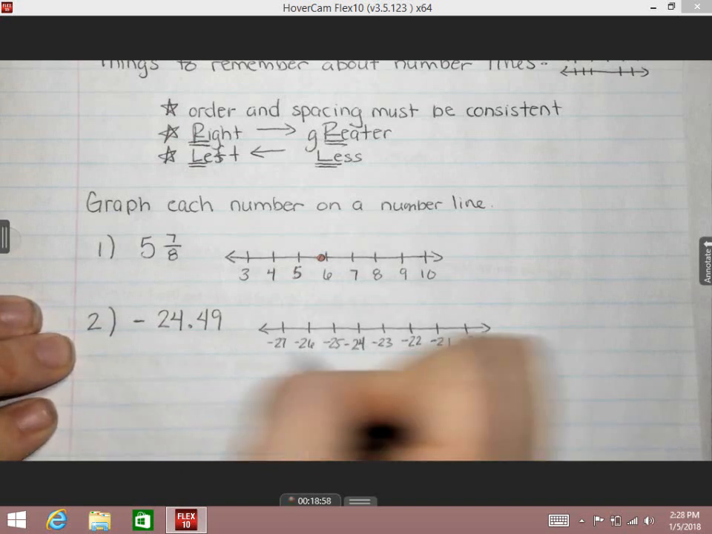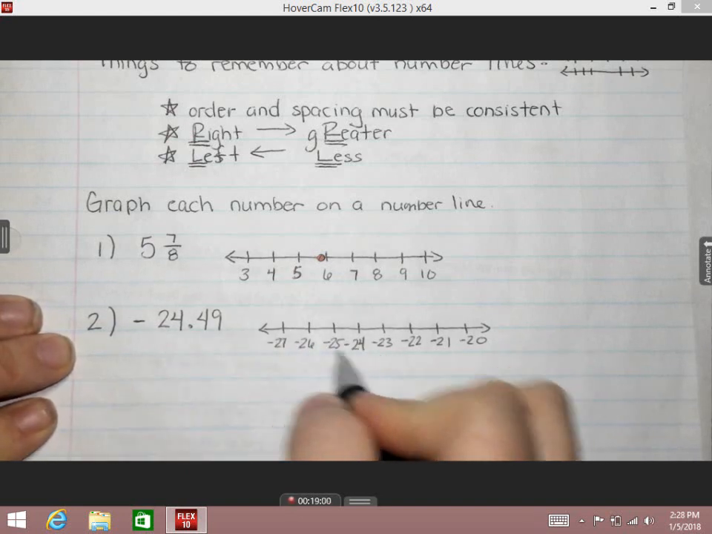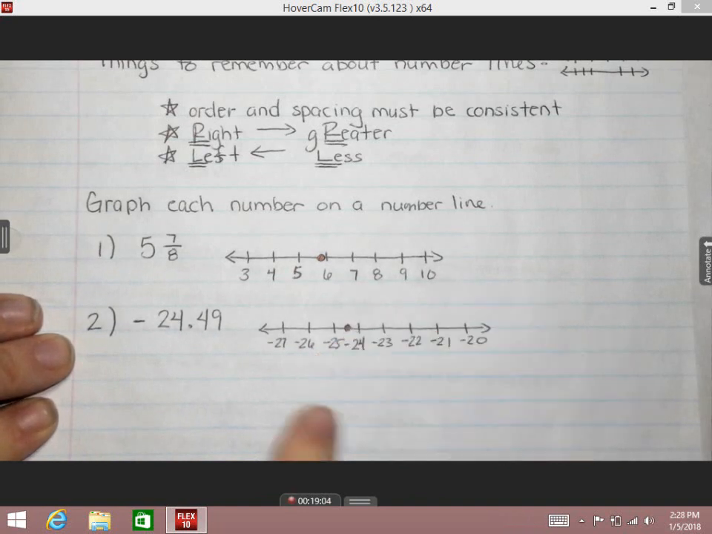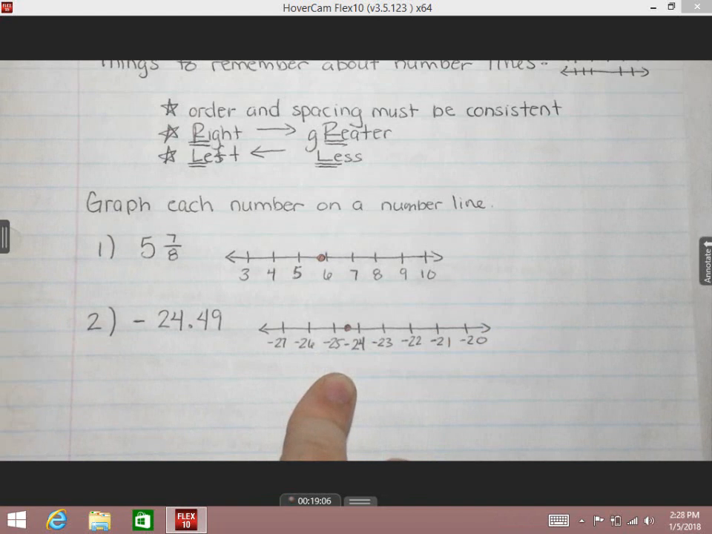So when I do negative 24.49, I'm going to put it between 24 and 25, but I'm not going to put it closer to one or the other. I'm going to put it in the center, because I want you to be able to recognize 0.49 is pretty much 0.5, a half. Okay? If you round it, it would be 0.5.